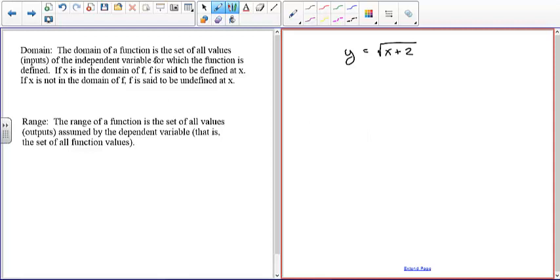The domain of a function is the set of all values of the independent variable, which is x, for which the function is defined. Well, the square root function can only be defined when the argument is nonnegative. So to figure out the domain, I say that x plus 2 has to be greater than or equal to 0, because we can't take the square root of a negative number. If you solve this inequality, you subtract 2 from both sides, and you get x is greater than or equal to negative 2. That's the domain.